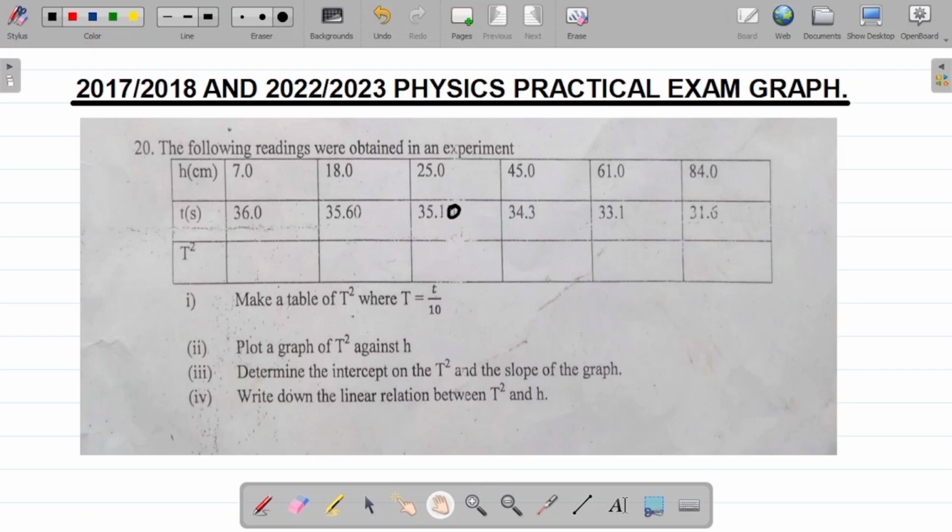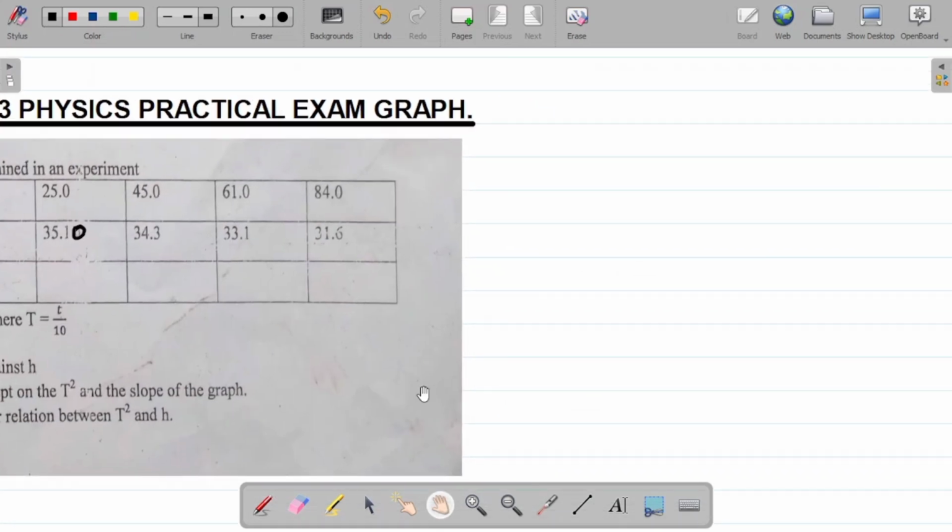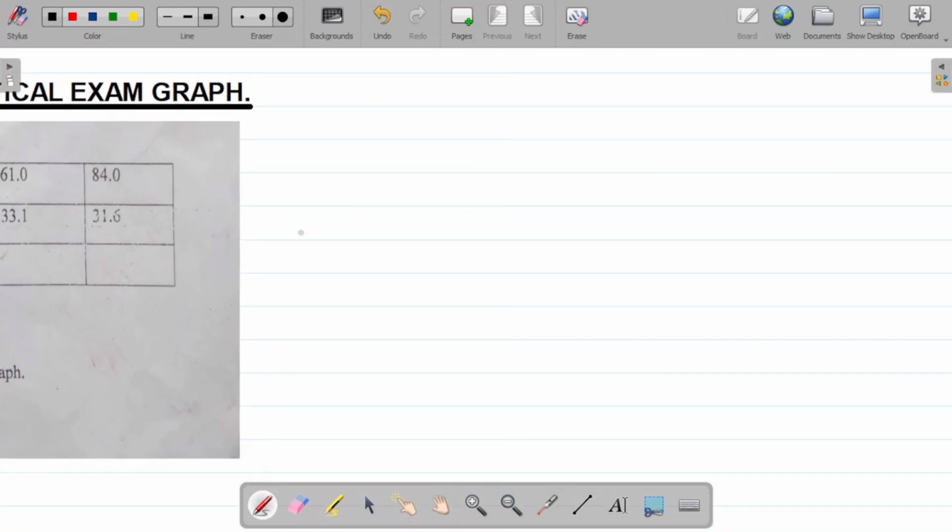All right, so first things first, they said make a table of T squared. Before we get T squared, we have to get the value of T. There's no space for T. So first of all, we have to get T. And what's T? The capital T is equal to small t over 10. That means for me to get my T, I would have to divide the value of small t by 10. So capital T is equal to small t all over 10, and let's take them one after the other.